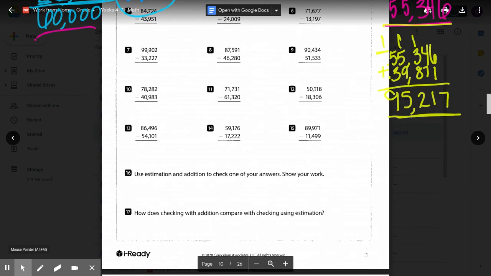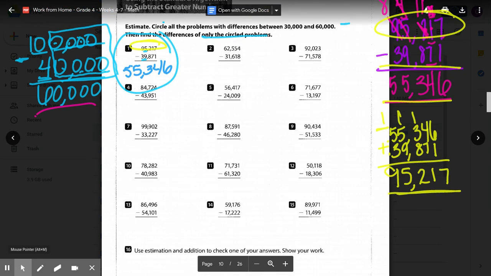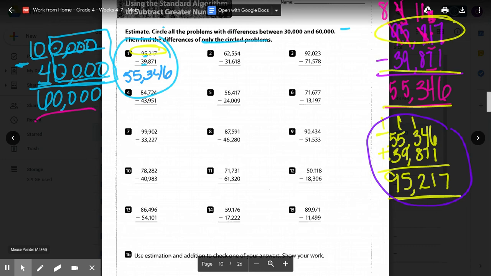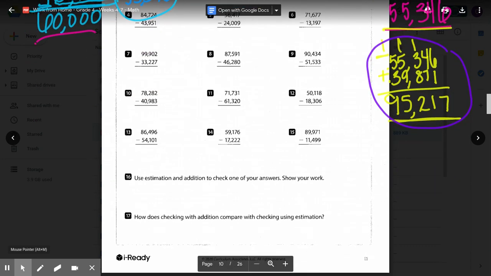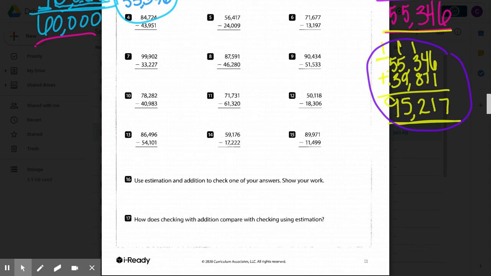So on 16, it says use estimation and addition to check one of your answers and show your work. So we have checked one of our answers. We checked our answer for number 1 using addition. And I'm actually going to circle where we showed our addition to check our answer. So you can either use number 1 as your example, or you can come up with another one. Make sure you put the number that you used in number 16 so we can go back and check your work and see that you used estimation and addition to check that answer.